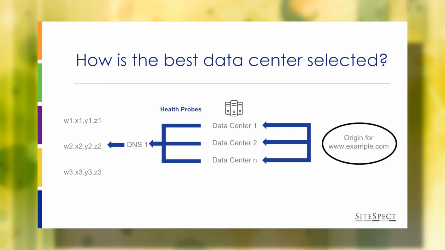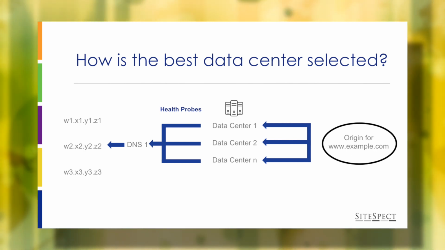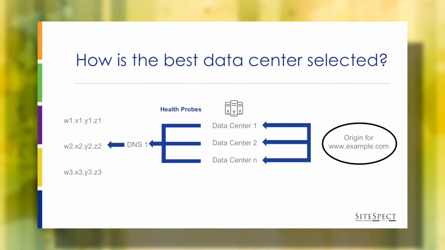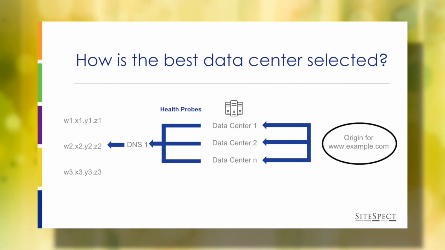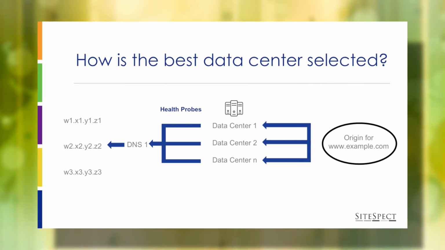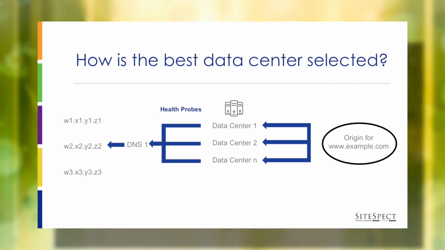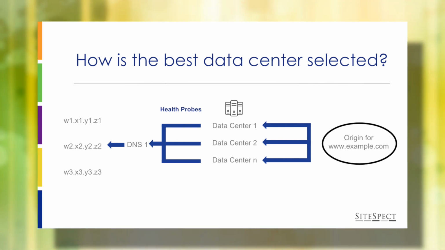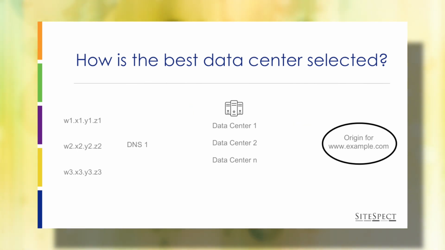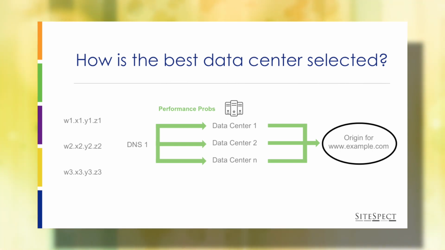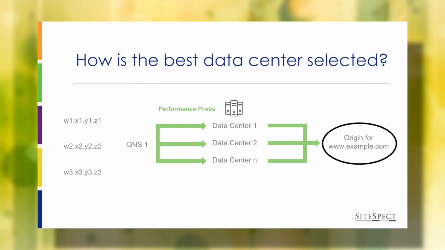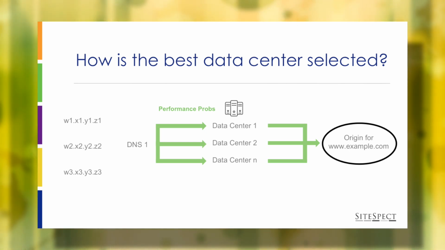The DNS system then builds a list of IP addresses comprised of all the SiteSpect IP addresses that responded to those health probes. In other words, the purpose of the health probe is to inform each SiteSpect DNS server which SiteSpect IP addresses are up and functional. A second series of probes is then sent following the same process. This second series of probes are performance probes. The time it takes for these probes to respond is measured.